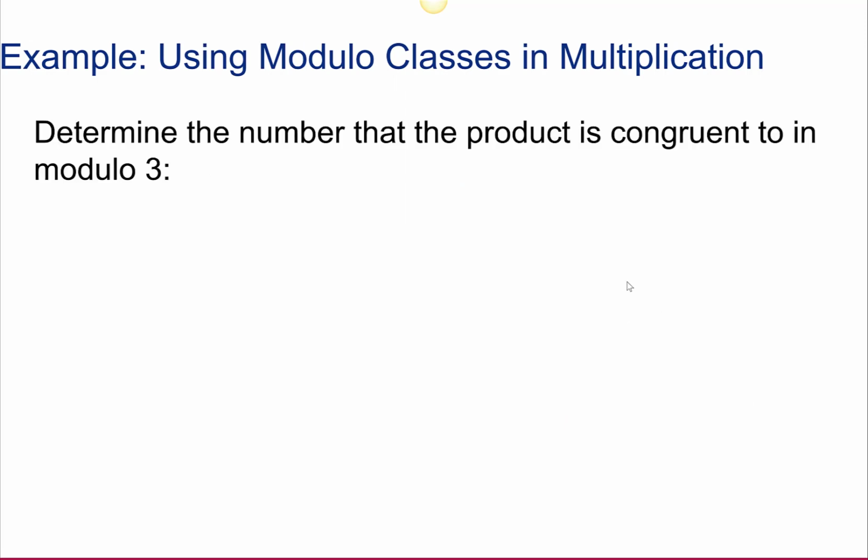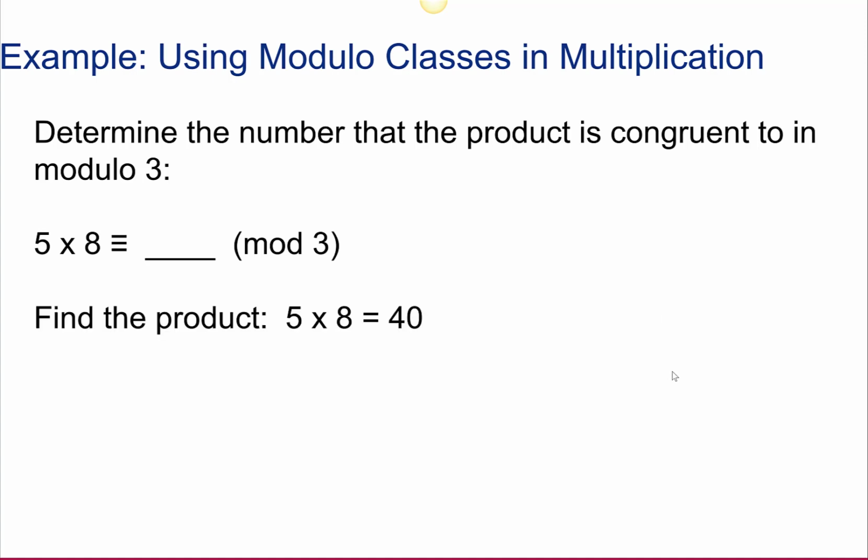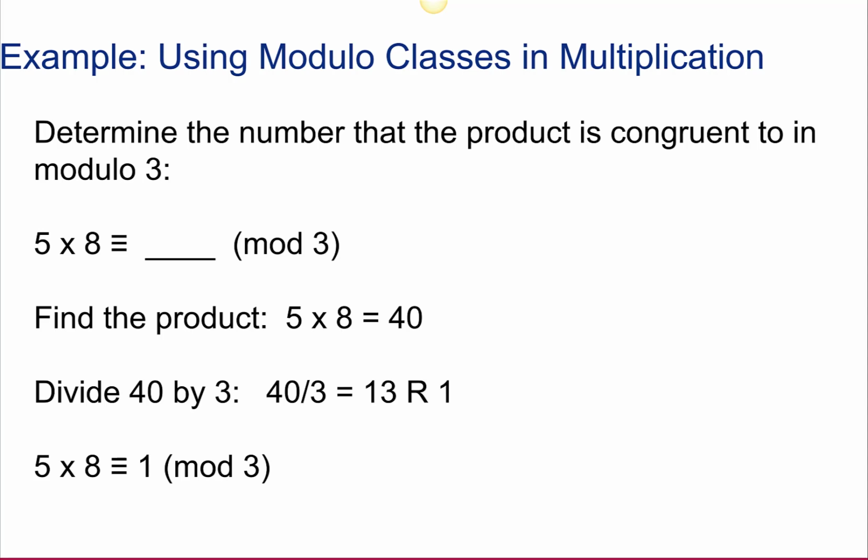Determine which number the product is congruent to. So again, you want to simplify on the left side. We find that product, divide by 3. We get 13 remainder 1, so 5 times 8 is congruent with 1 modulo 3.